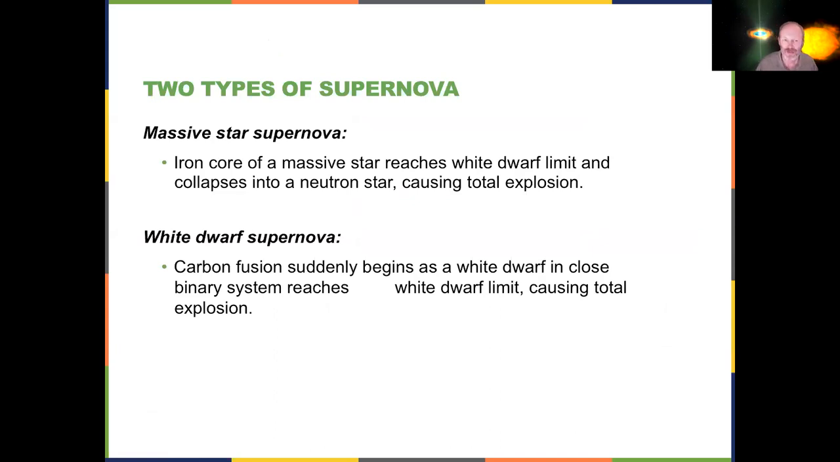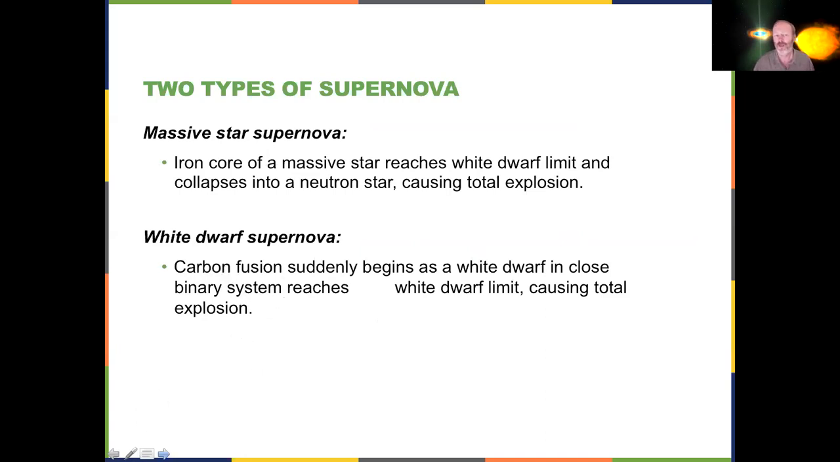A massive star supernova is when all of those layers destabilize and the iron core reaches what we would call the Chandrasekhar limit, the white dwarf limit, and it collapses even further than a white dwarf. It collapses into a neutron star. A white dwarf supernova, on the other hand, is one of the things that happens when it reaches that limit, with an explosion where the carbon, so we're going beyond carbon in the massive star supernova, we're only getting up to carbon in the white dwarf supernova.